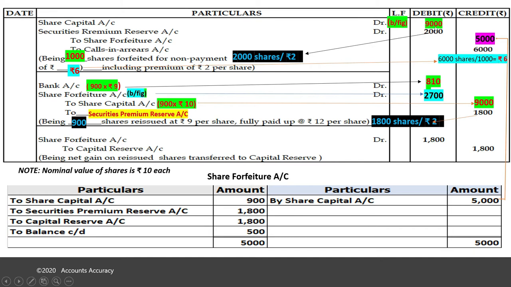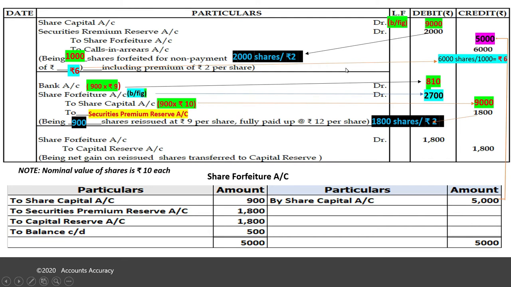Now for this 9000 we have to find out the balancing figure, because we know that the credit side and debit side totals should always be equal to 11,000. Here 6000 plus 5000 is equal to 11,000, that is the credit side total. And if the credit side total is 11,000, the debit side total should also be 11,000. So from 11,000 when we deduct 2,000, we get 9,000 as the balancing figure, which would be the value of share capital.